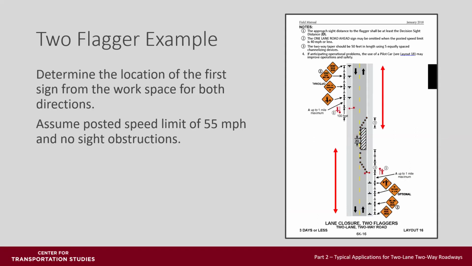Let's recall from part one of this training that devices are installed in the order at which drivers will see them. That makes it necessary to determine the location of the first sign from both directions. For this example, we will assume a posted speed limit of 55 miles an hour and that there are no sight restrictions requiring adjustment of the device locations.